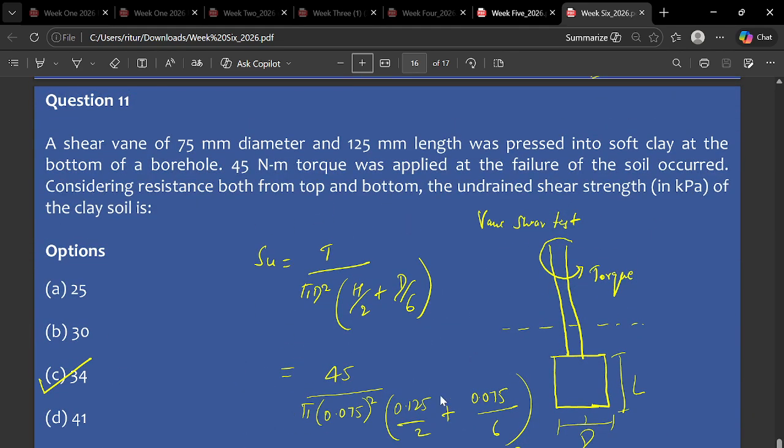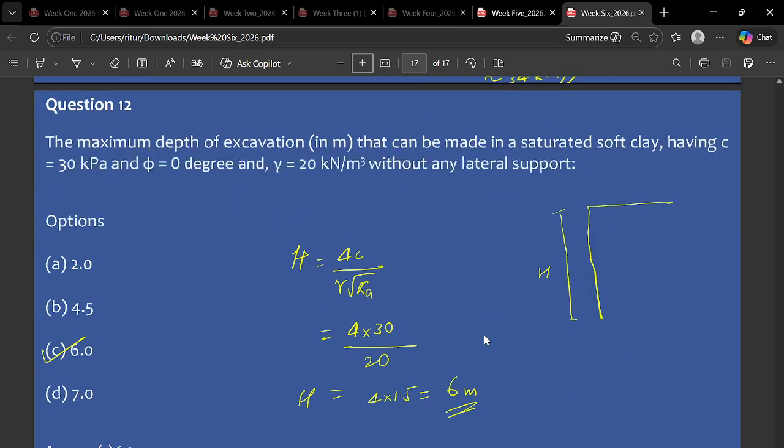So yeah, these are some of the techniques. Another soil investigation technique is the vane shear test, which is basically helpful in analyzing the undrained shear strength of the soil.